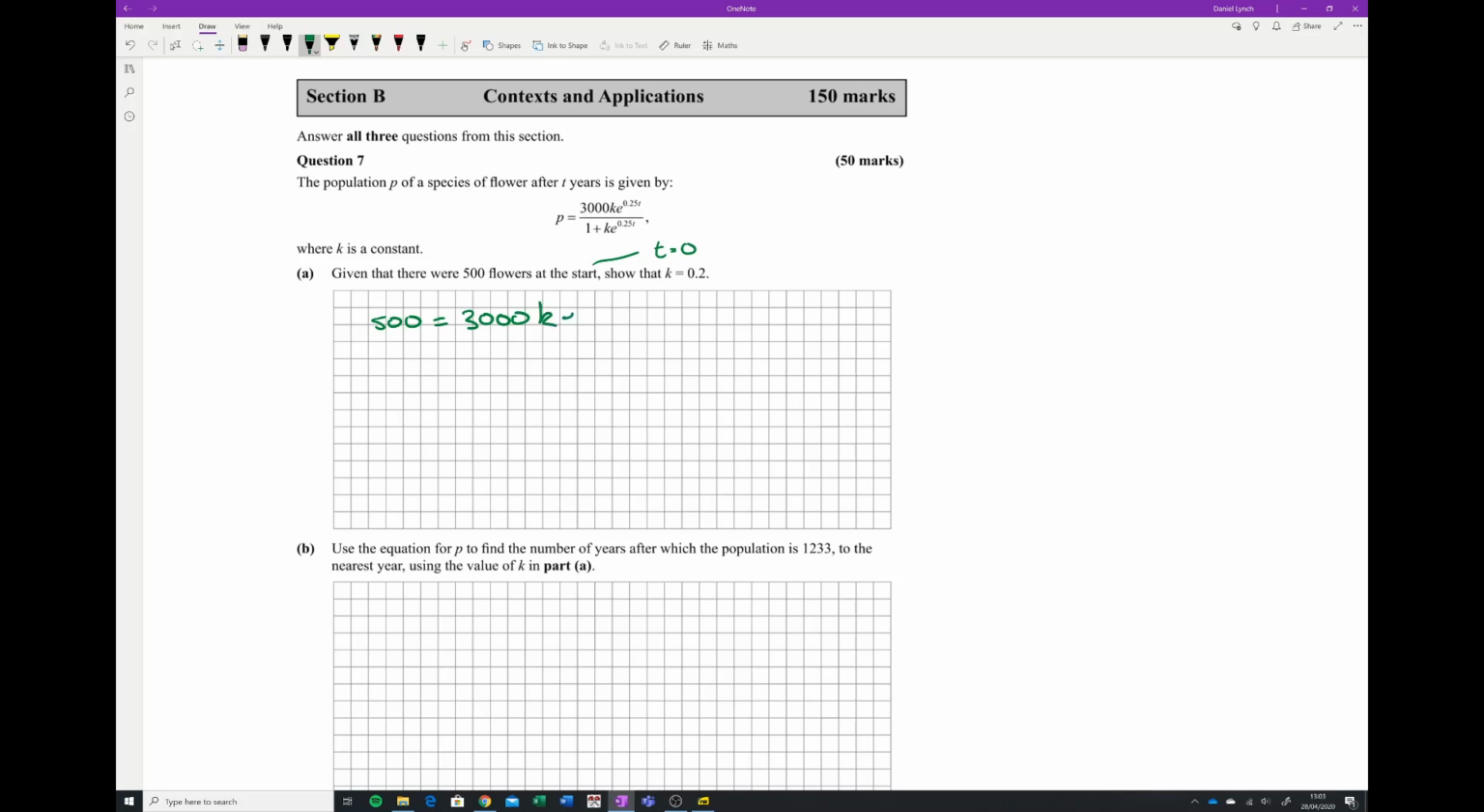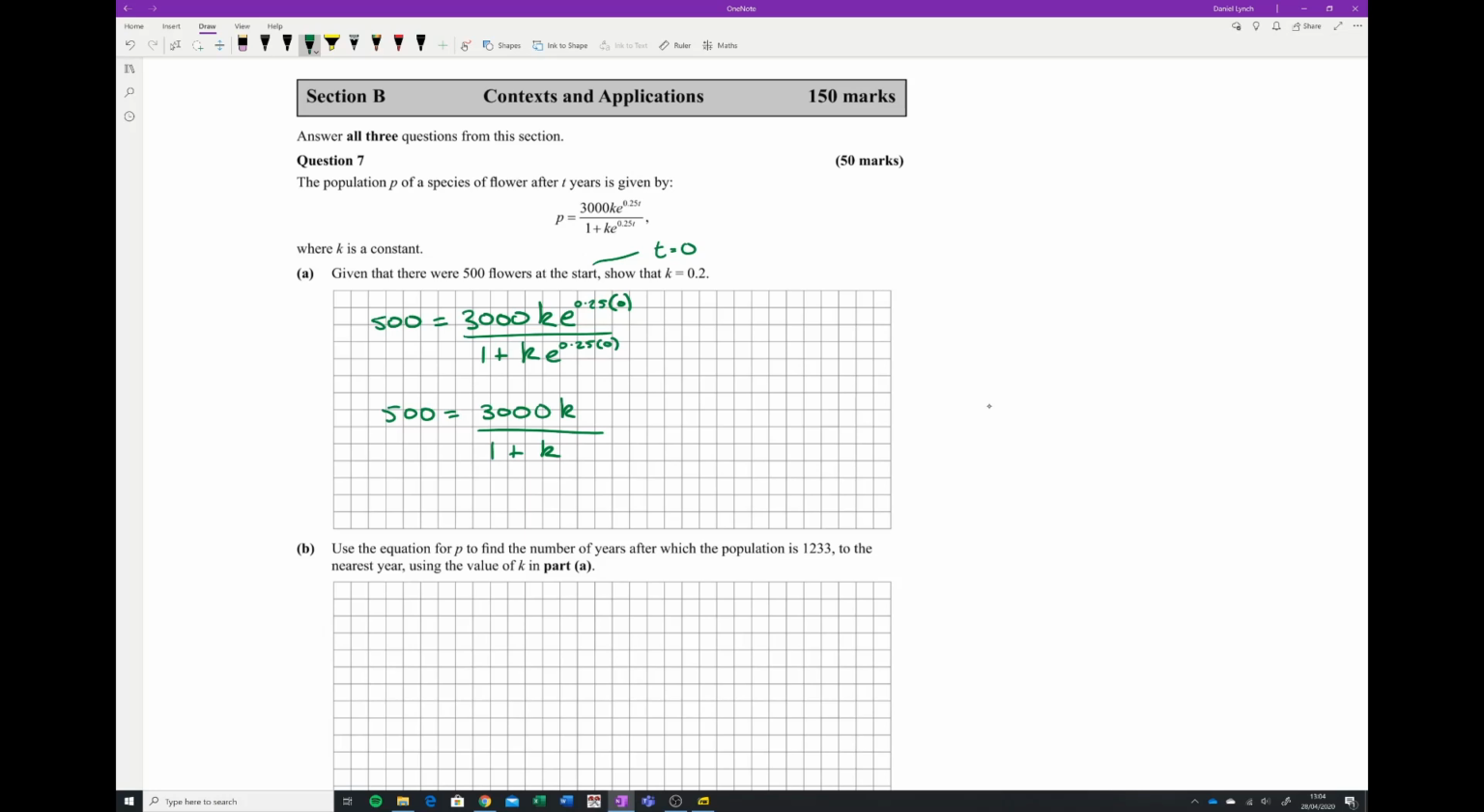So we've got 500 is equal to 3000 times k times e to the 0.25t, where t is 0, over 1 plus k times e to the 0.25 times 0. Obviously e to the 0 is just 1. So that's a really common thing for them to start off with. Look out for it whenever you see it. So it's 3000 times k, and it's e to the power of 0, which is just 1, so we'll just leave it at that, and it's 1 plus k times e to the power of 0, so that's just k times 1. Again, we can just leave it like that.